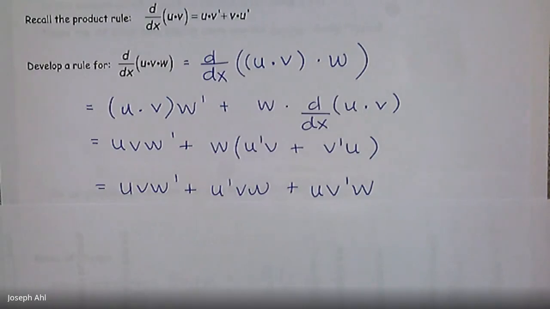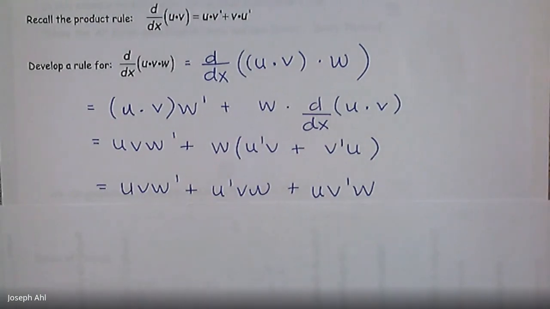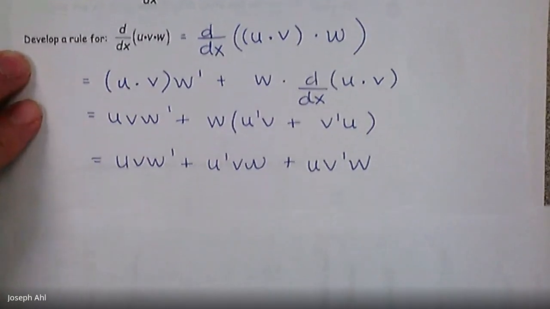So you can imagine if I had 27 functions that we were trying to multiply together, we'd have a list of 27 terms going across here, where in each case, only one derivative was being found and then multiplied by the others. Okay, so just a quick, nice way to develop that rule in case we had three functions instead of just two that we're multiplying together.